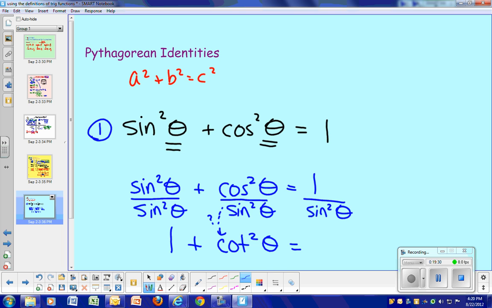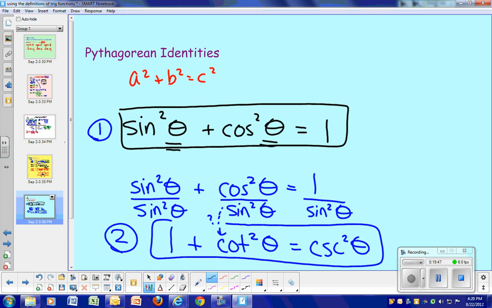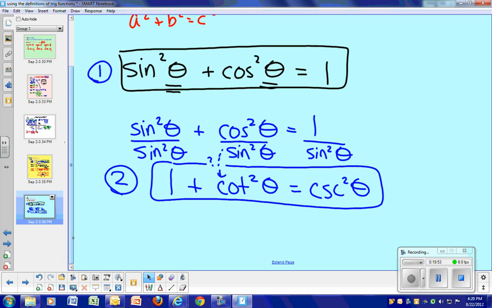And the reciprocal of sine, I know that you know. That was in the last lesson and at the start of this one. And that's cosecant squared. So this statement right here, I put a 2 next to. That's the second of 3 Pythagorean identities. Here's the first one. Here's the second one that we just put this blue box around. The third one you also derive from the first one.